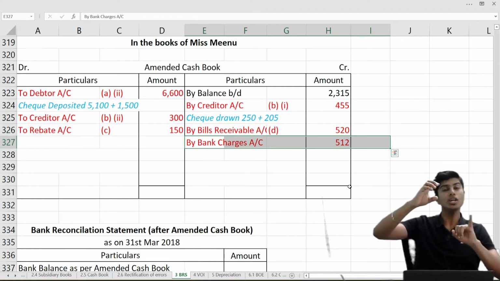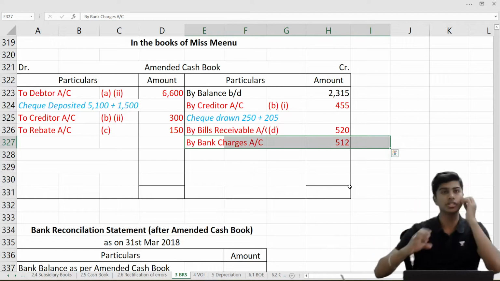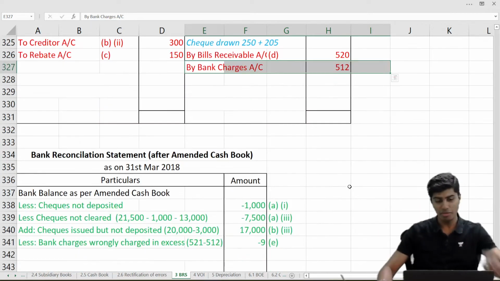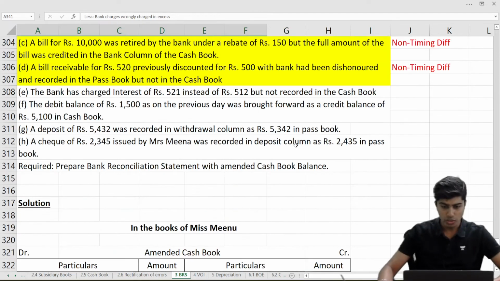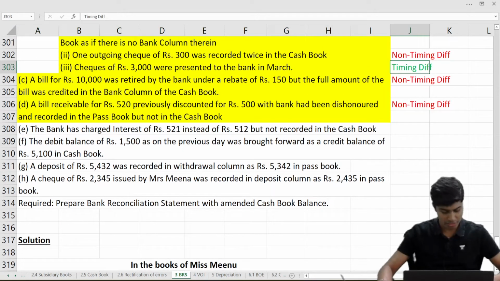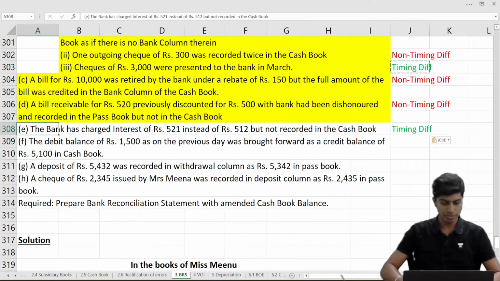Can you see the P? No. We're making changes in the cash book. What should you do? Reduce it. By how much? 9 rupees. Timing difference 9. That's what I've done here. Got that? So I will write here that this, my friends, is a timing difference. Timing difference. Got it?